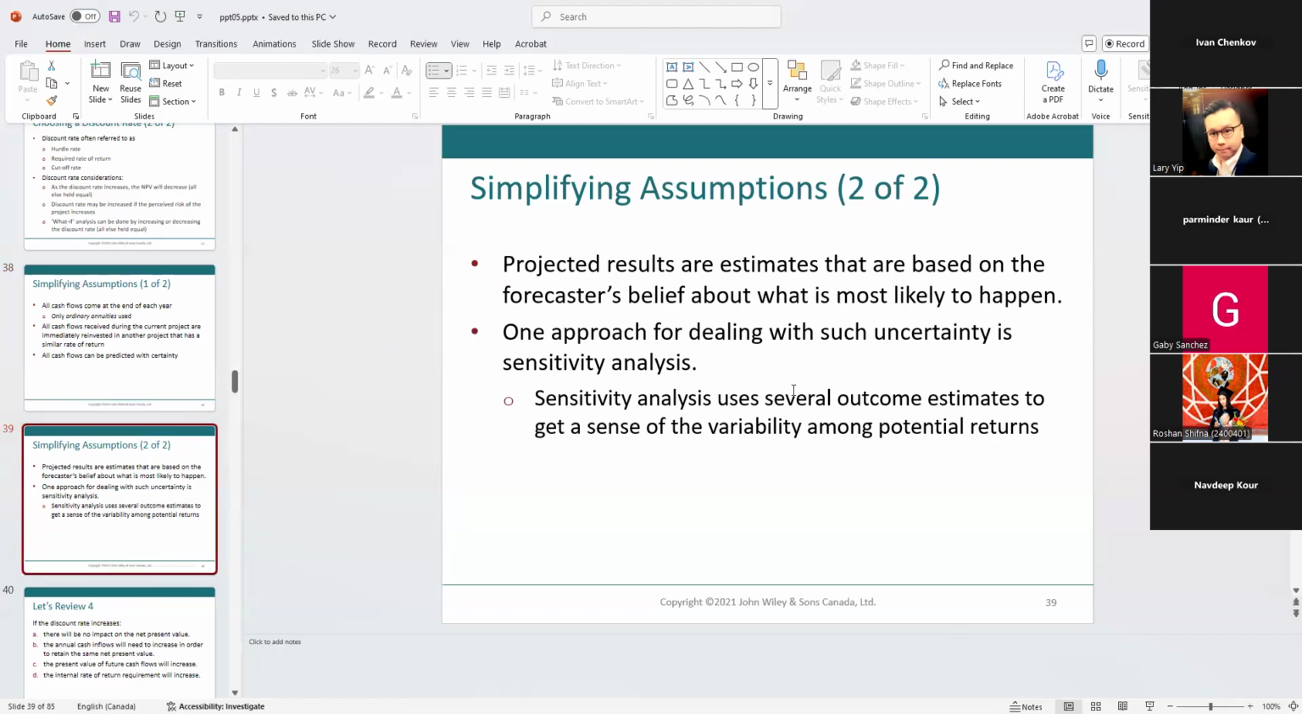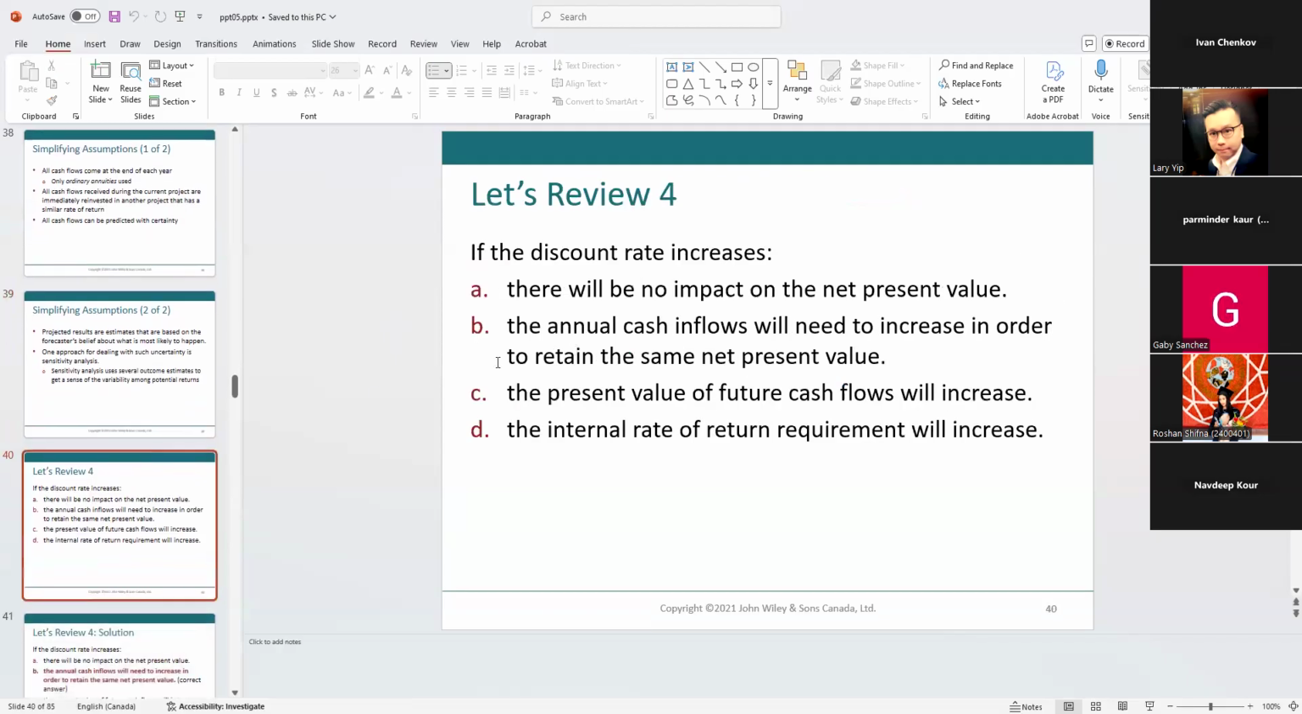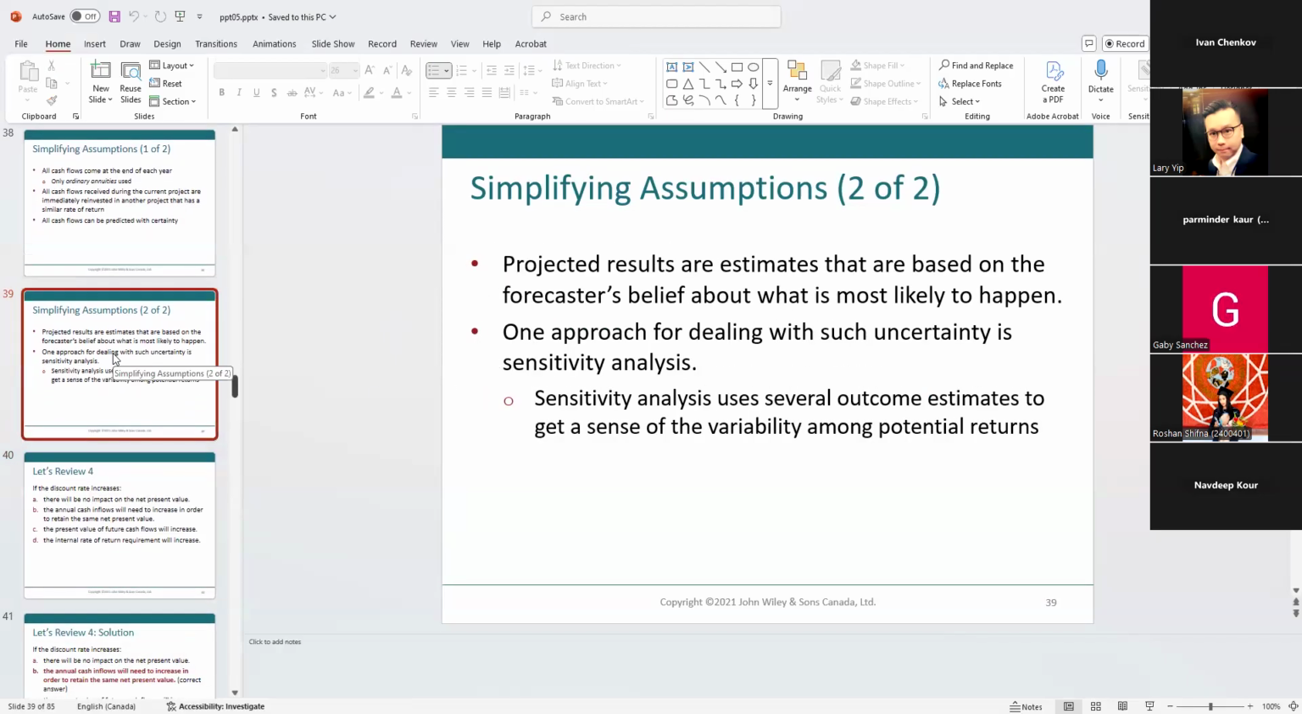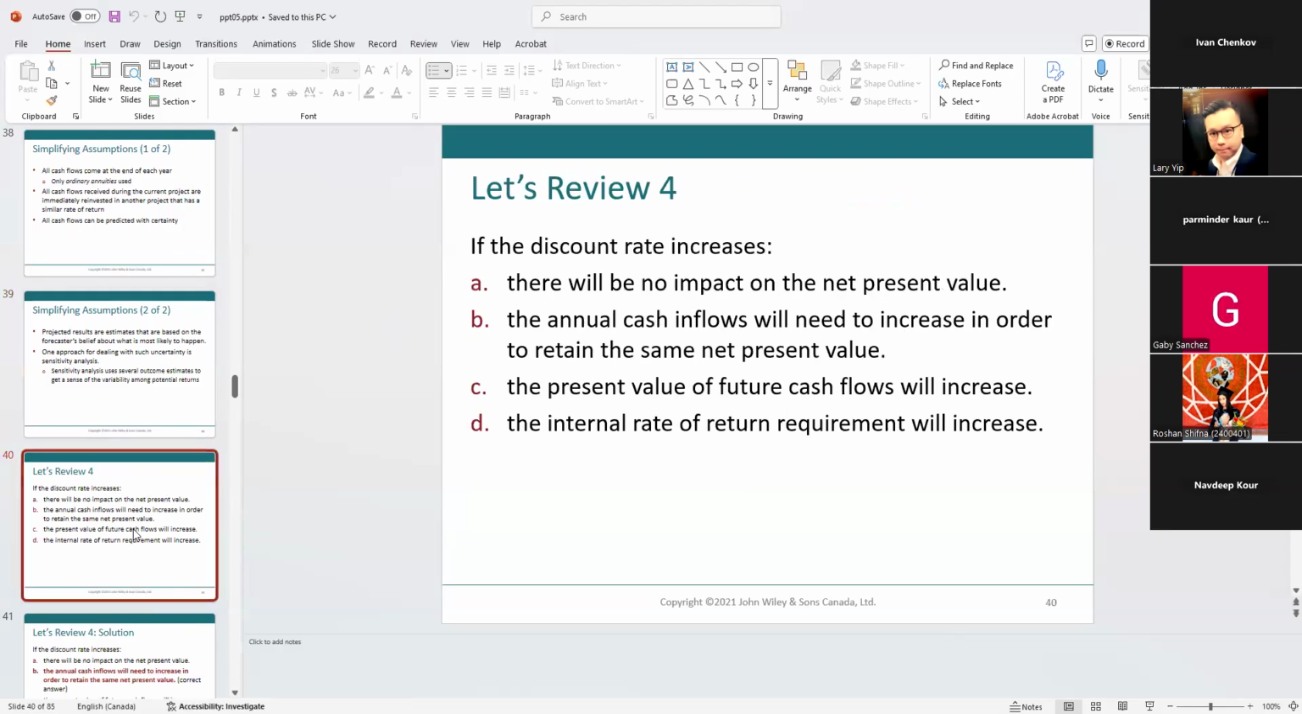The other simple assumption that we're making here is that the project results are estimated based on the forecaster's belief about what is most likely to happen. Now, obviously, we have to do our sensitivity analysis in order to see what the effect will be if something small changes.